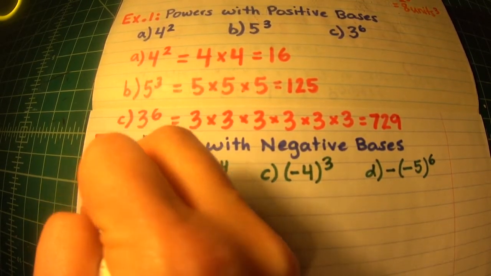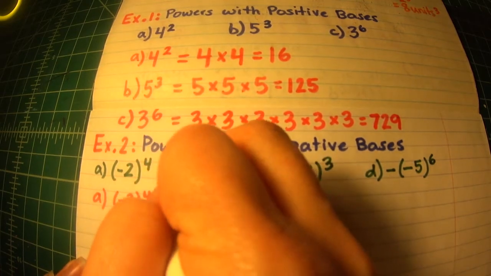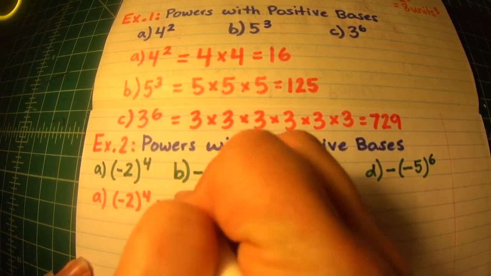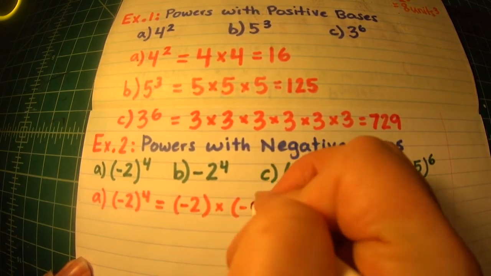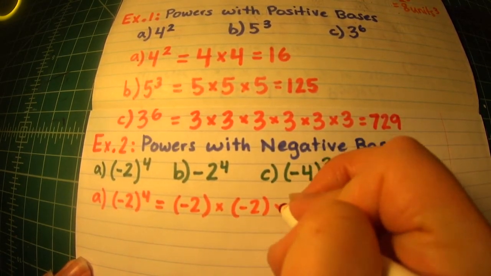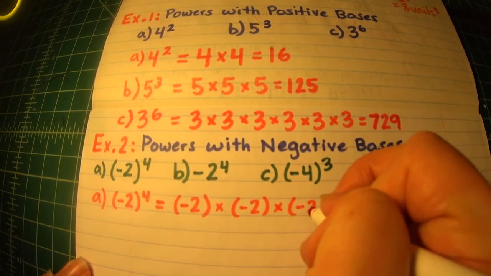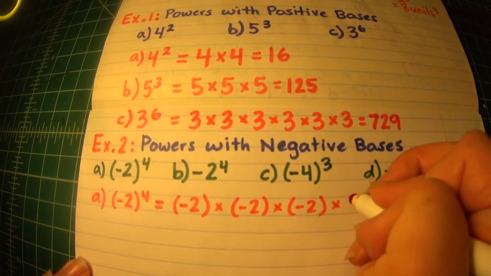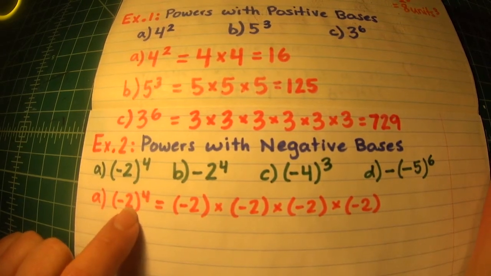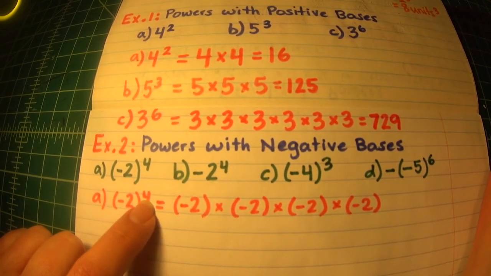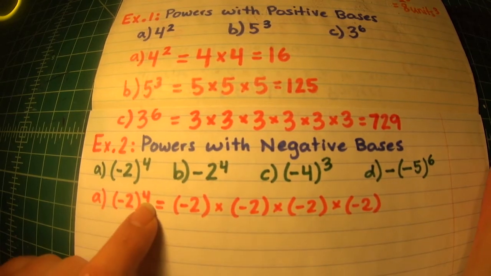this whole thing inside the brackets is what gets repeated, because that is our base. So it turns into -2 times -2 times -2 times -2. So our base in the brackets there is repeated 4 times over according to our exponent.